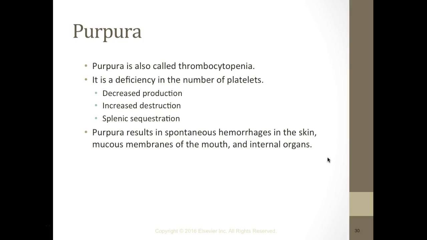Purpura is also called thrombocytopenia. It is a deficiency in the number of platelets. It's a decrease in production, increase in destruction, and splenic sequestration. Purpura results in spontaneous hemorrhage of the skin, mucous membranes of the mouth, and internal organs. That doesn't sound like a fun one to have.